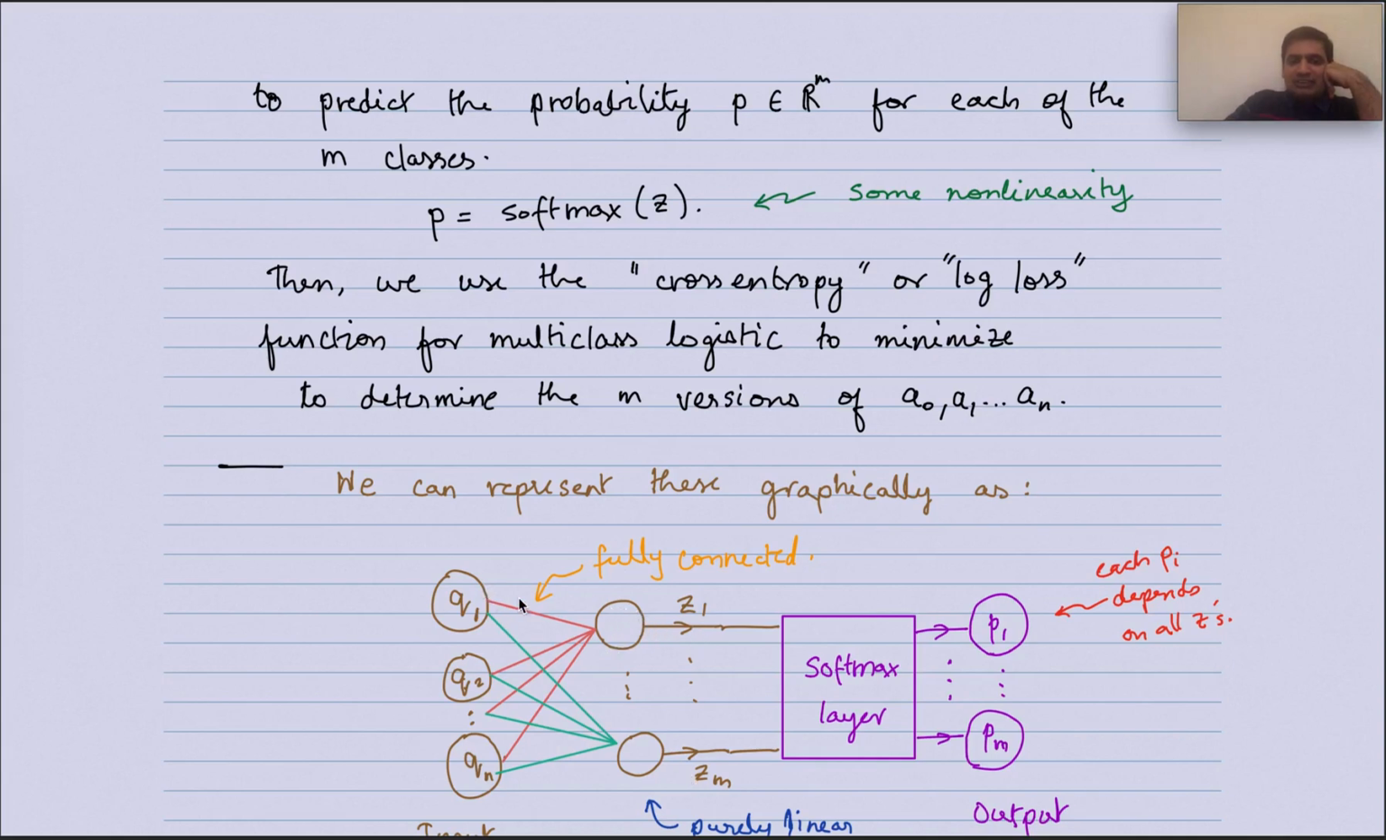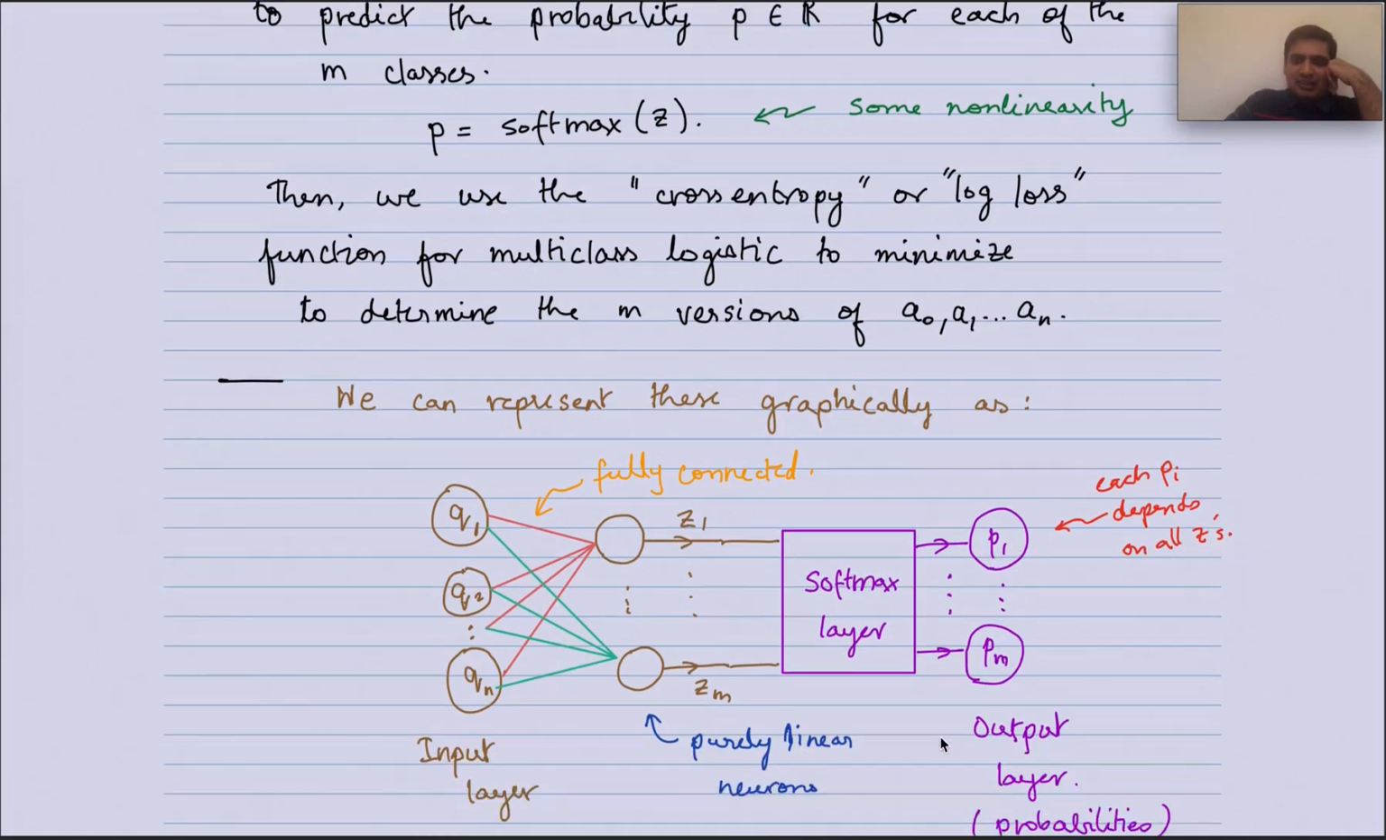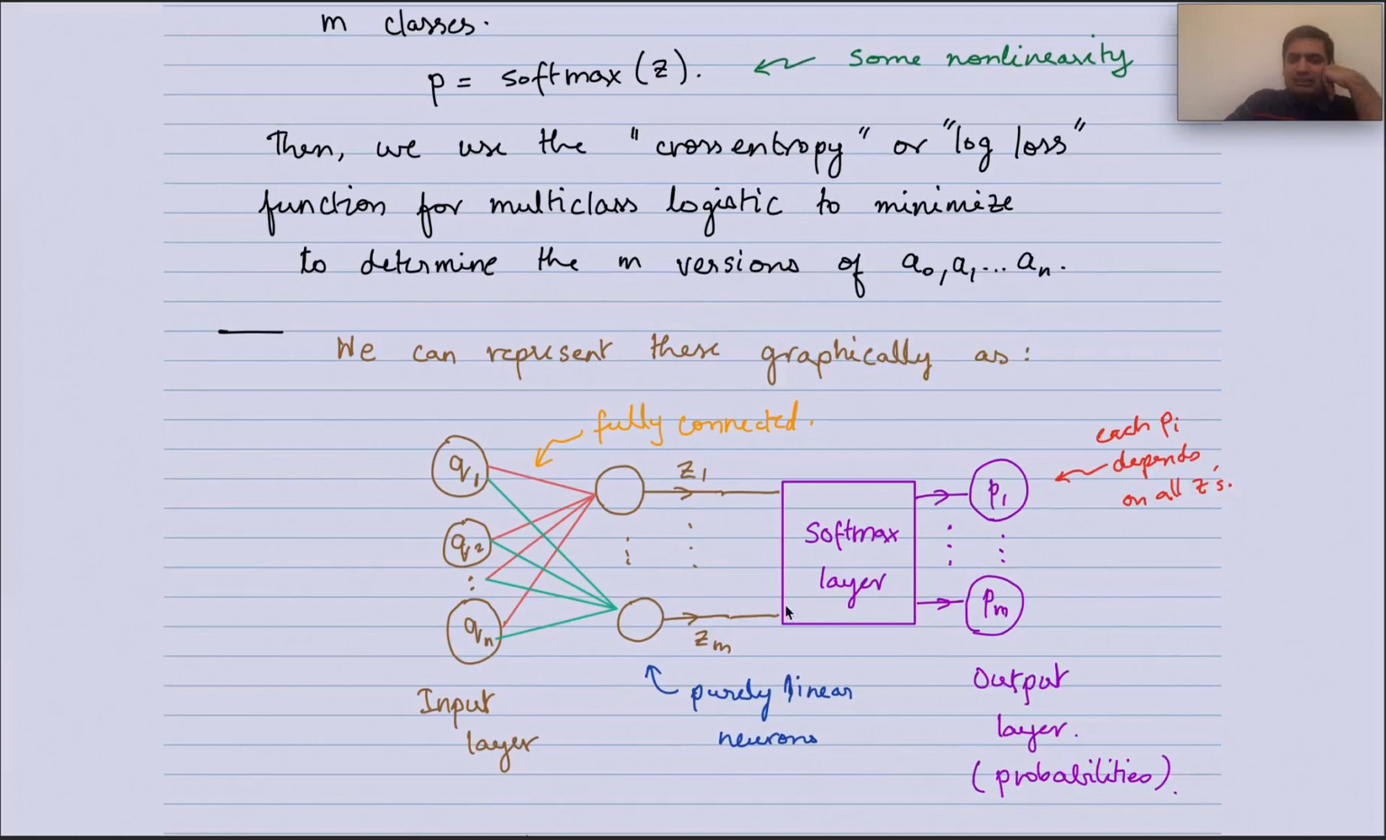So that's how you get the Z's. It looks like this. Fully connected layer, no activation function, and then all the Z's are transformed by the softmax function, which we can call perhaps a softmax layer, to get the P's. Okay, P1, P2, which are the probabilities. And each of these P's depend on all the Z's. So we have an input layer, which are all connected to purely linear neurons to give the Z's, which go into a softmax layer, softmax function, which gives you the probabilities, the outputs.